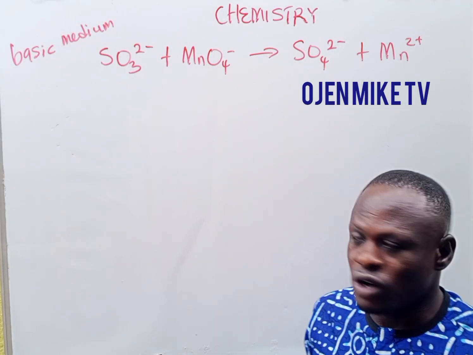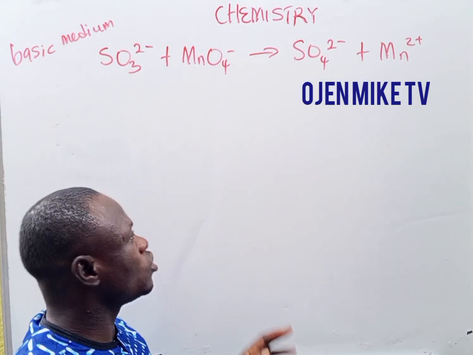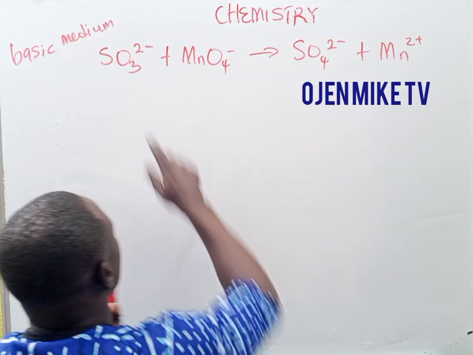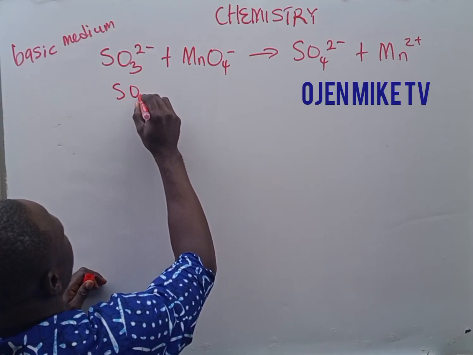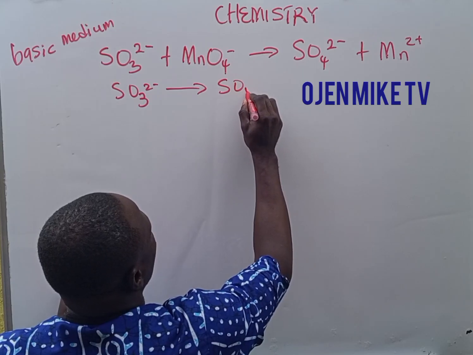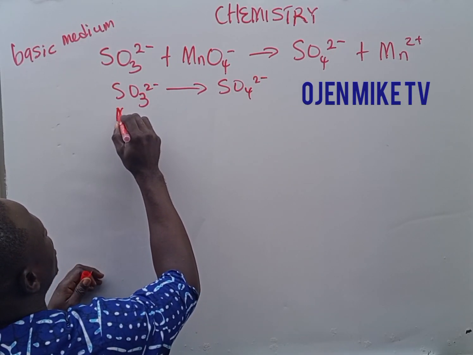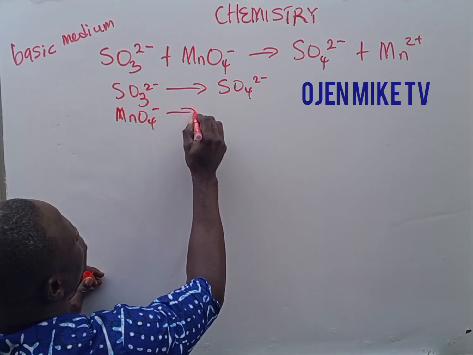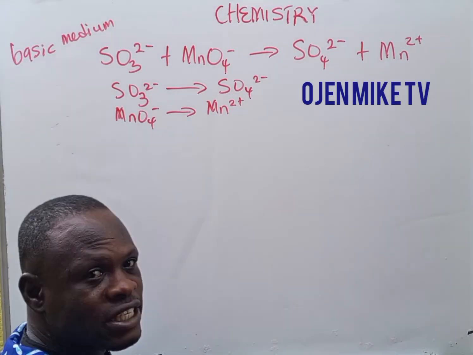So the first step is that you have oxidation and you have reduction, so you are going to split the equation. Split this one and this one. So we have SO3 minus to split to SO4 2 minus. MnO4 minus will split to give you Mn2 plus. That is the first step.